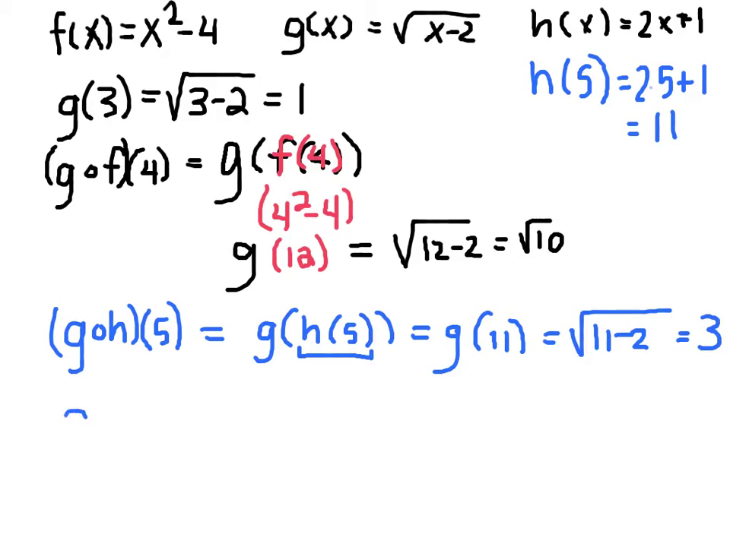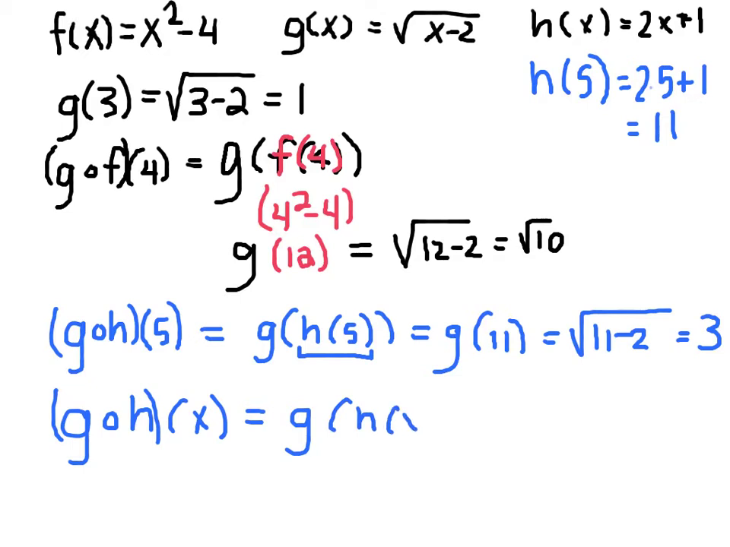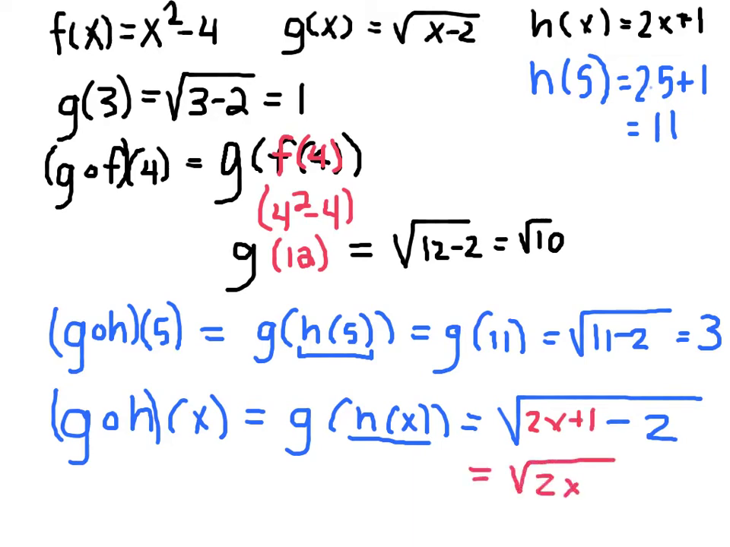If I were to ask you to find g of h of x, this would be asking you to substitute the h function into the g function. So the h function is 2x plus 1, so I have the square root of, instead of x minus 2, I'm going to erase the x and replace it with the h function, 2x plus 1, and simplify it. It's the square root of 2x minus 1. This is the final answer.